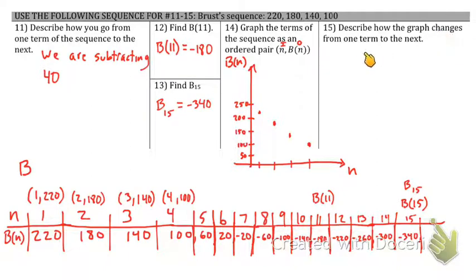Describe how the graph changes from one term to the next. Remember from last time, we're going to use the vocabulary word rate of change in our answer. So how do we describe it? If my graph, as we go left to right, is it going up or down? As you can see, it's going down. So rate of change is decreasing. Okay, and we actually know it's decreasing specifically by -40.